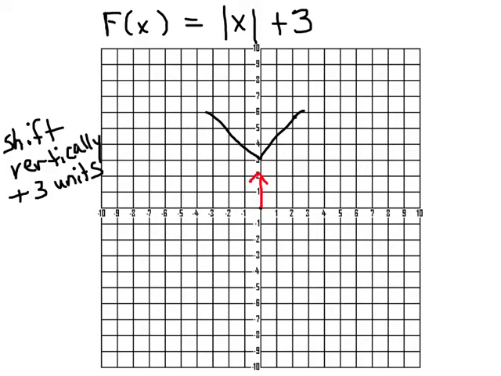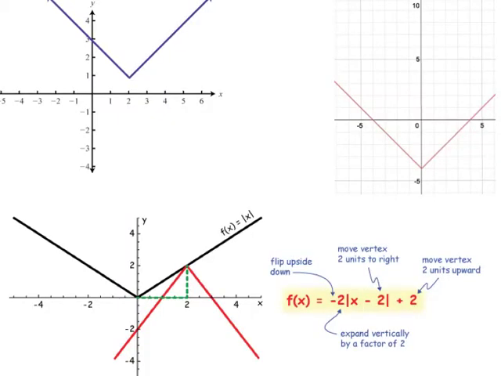Okay, so this one is the absolute value of x plus 3. So that means we're going to shift it vertically 3 units. So 1, 2, 3, and we start there. All right, on this one, we have shifted on the x-axis. Here's the origination point, and this has shifted over plus 2 on the x.